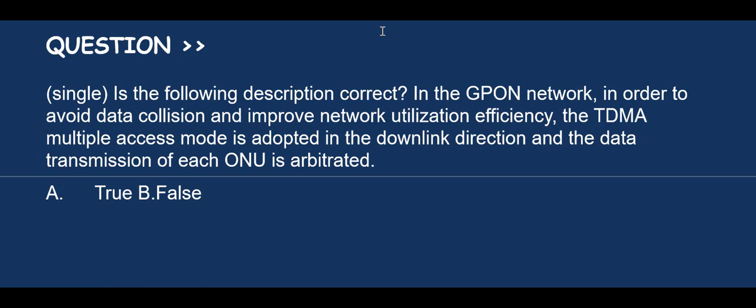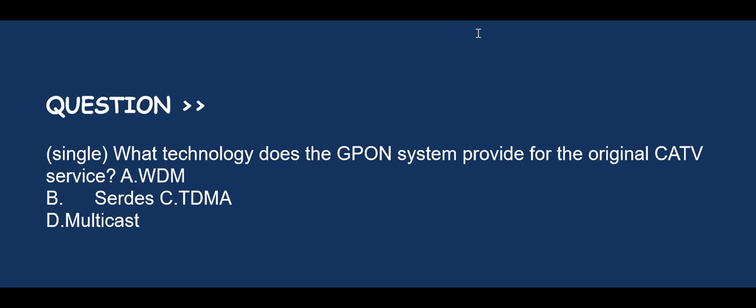Next one, is the following description correct? In the GPON network, in order to avoid data collision and improve network utilization efficiency, the TDMA multiple access mode is adopted in a downlink direction and the data transmission of each ONU is arbitrated. Option A true, option B false. Option B is correct.